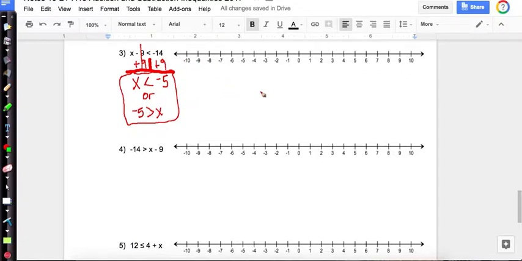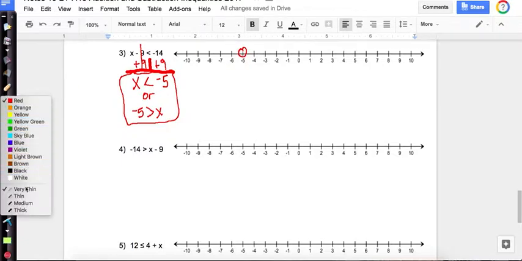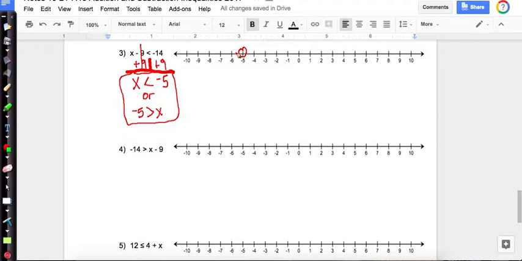Okay, now open or closed? Open around -5. And where am I going to shade for less than? To the left. All these numbers are less than -5. Okay, look at the next one.